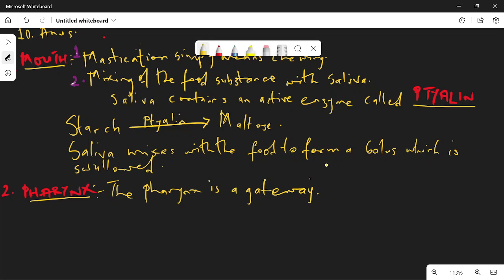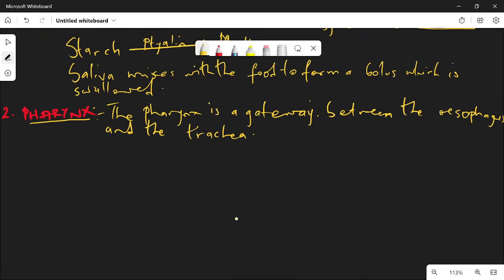The pharynx is a gateway between the esophagus and the trachea. The esophagus is part of the digestive system, but the trachea is not part of the digestive system. The trachea is part of the respiratory system. So why do we now bring the trachea into the digestive system or into the alimentary canal?